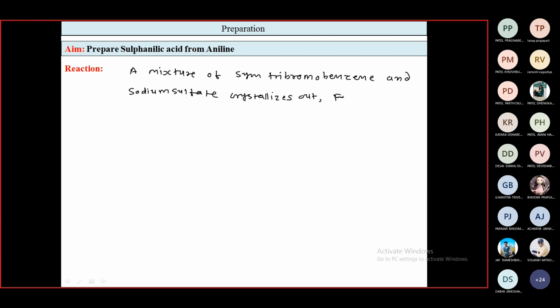Filter and wash with a small portion of alcohol. Recrystallize the crude product from methylated spirit.